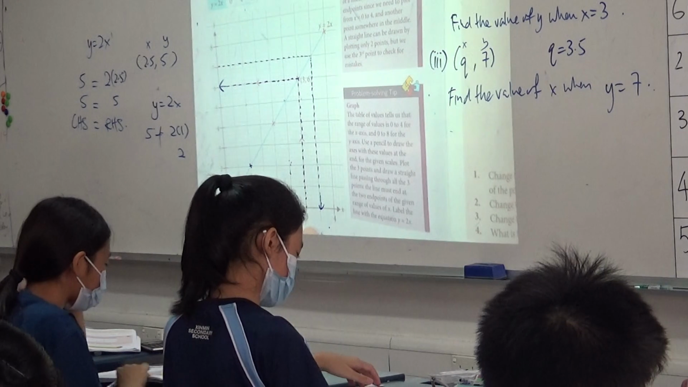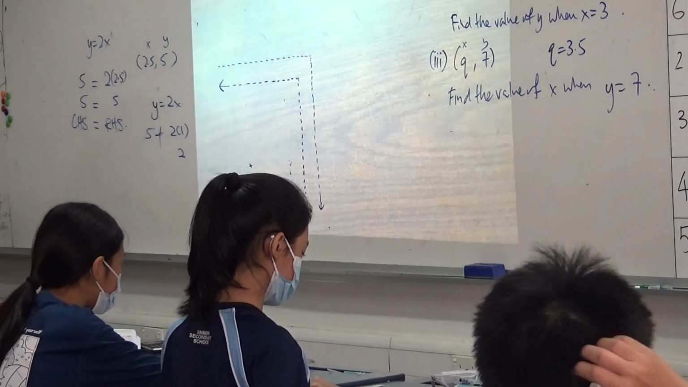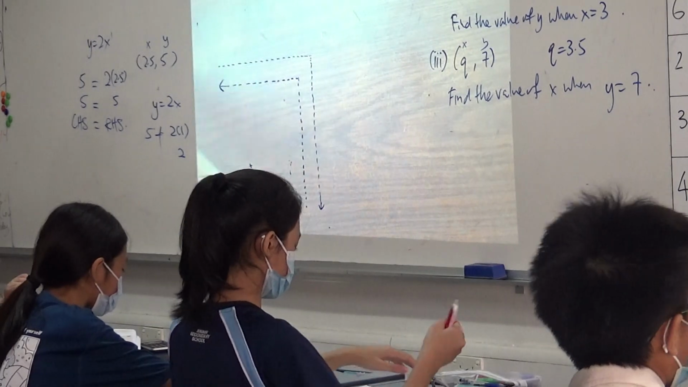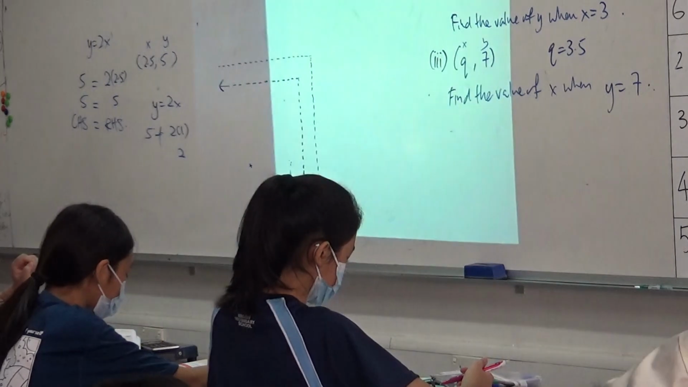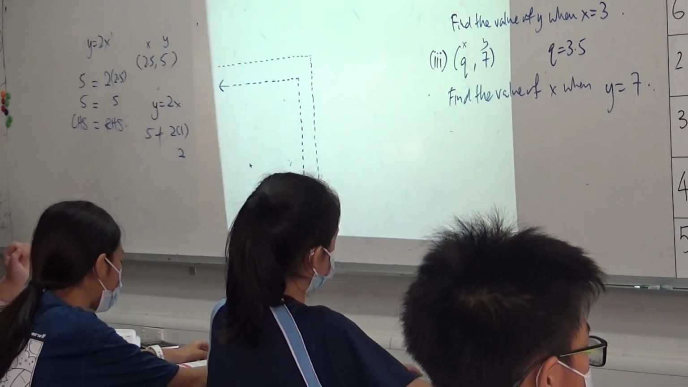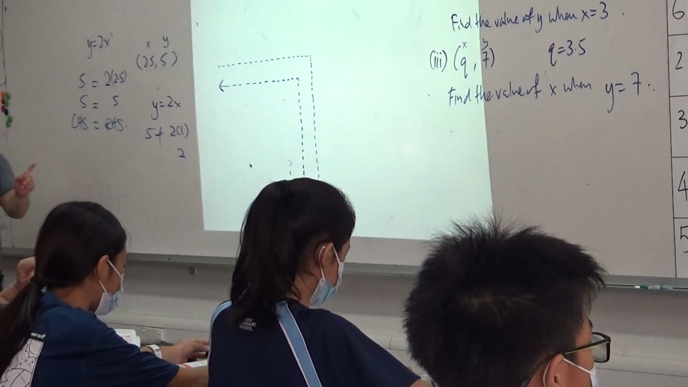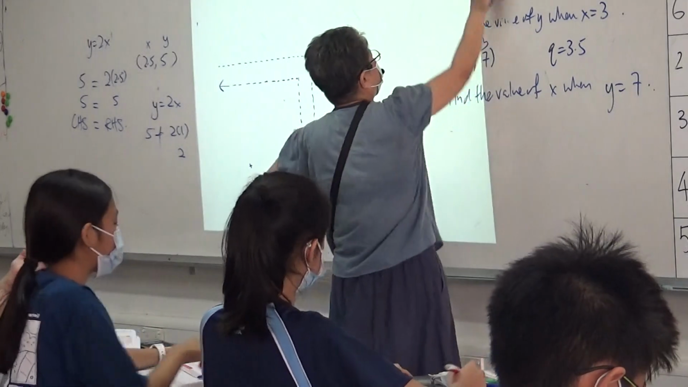Okay, now next, I want you to turn to page 153. Equation of a straight line. Okay. Now, I need you to write some notes onto your notebook. And all of you take out your notebook.